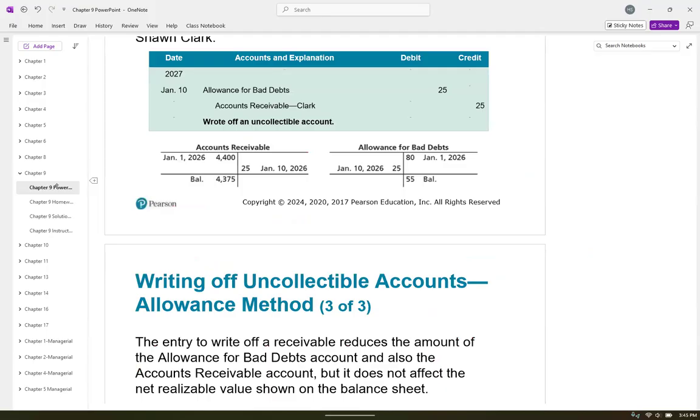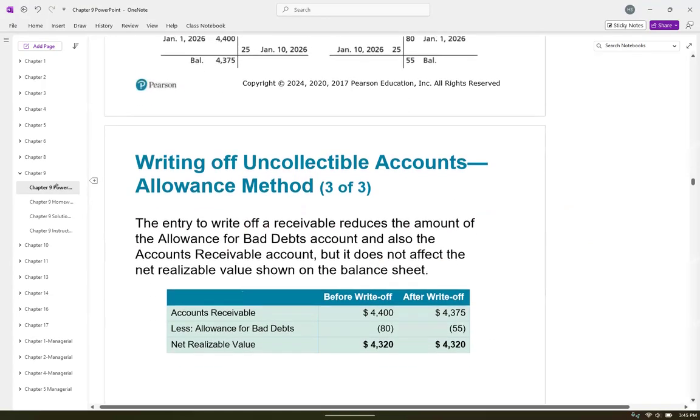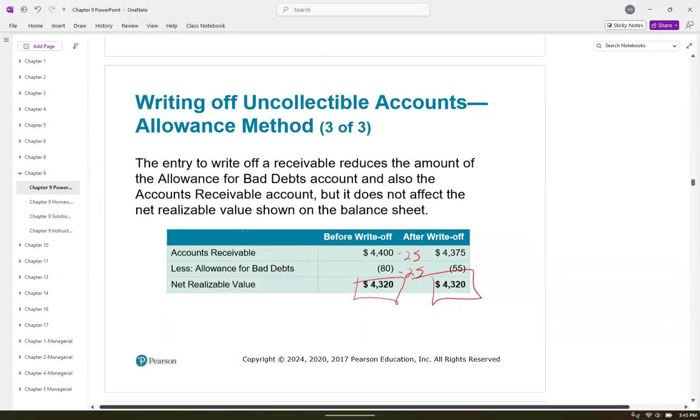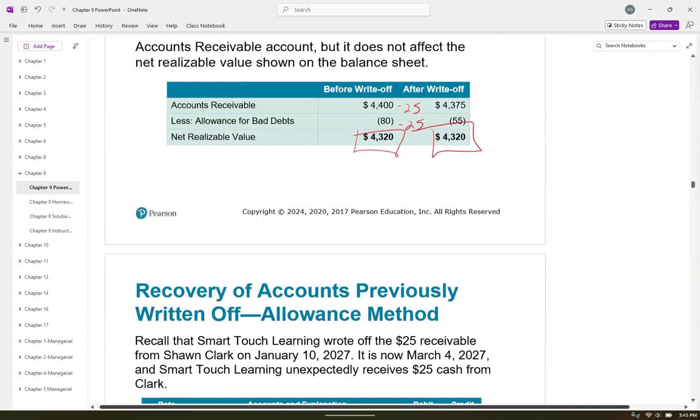After you wrote this off, how did your assets change? They didn't. How did the net realizable value change? It didn't. Prior to the write-off, we had 4,400 in the accounts receivable, and minus 80 gave us a net realizable value. After the write-off, we had 4,375, which is just this number minus 25, and then this number minus 25 gives us 55. Notice our net realizable value is exactly the same.